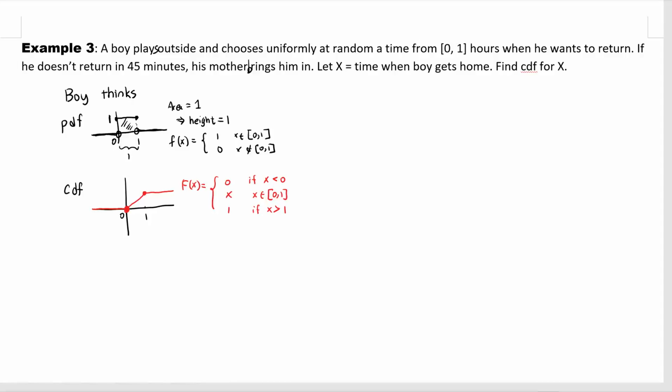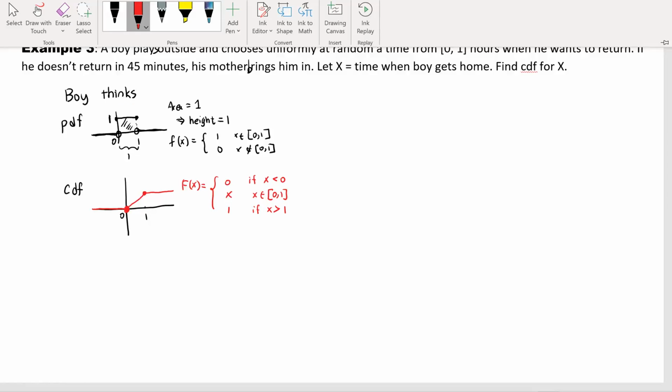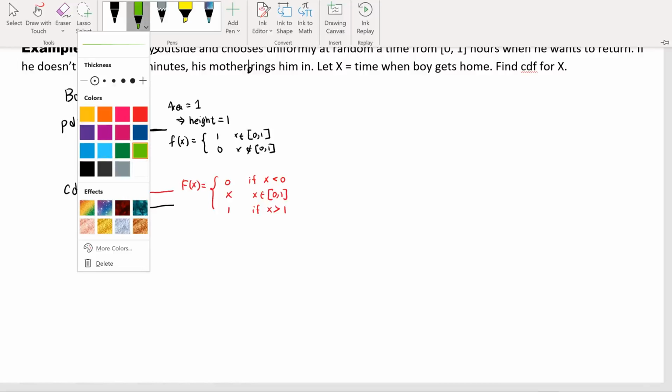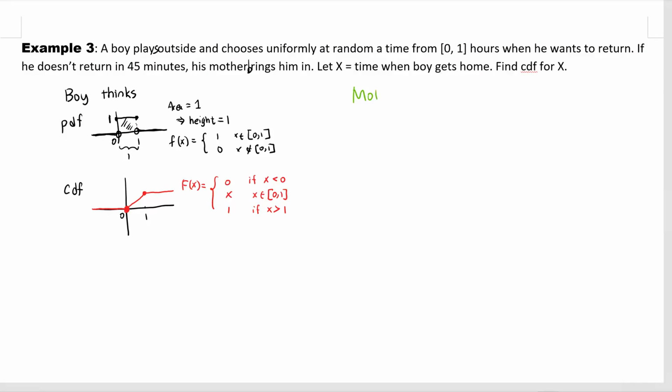Okay, so this is what the boy thinks. But now what happened? Without the mother, this is what would happen. But now the mother brings him in after 45 minutes. So what is 45 minutes? Here, because the unit of time is hours, what is 45 minutes?